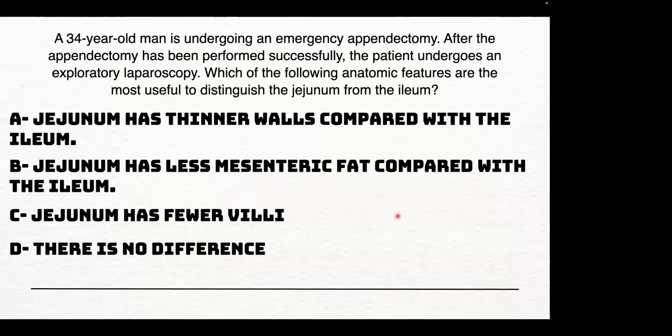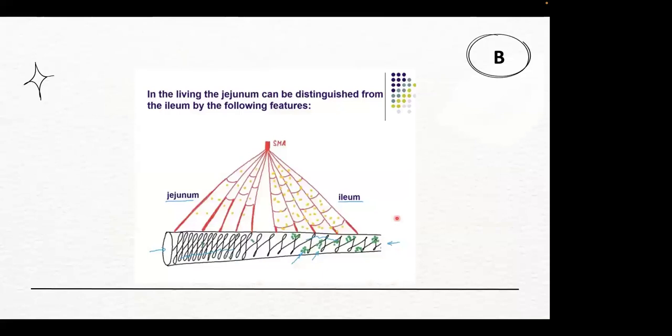Yes, you're right. It is B. So I have this nice drawing. You have our superior mesenteric artery, which we just mentioned. We have our arcades, and then we'll have some of the features that distinguish these both. For me, the most prominent feature was the fat, the visceral fat.